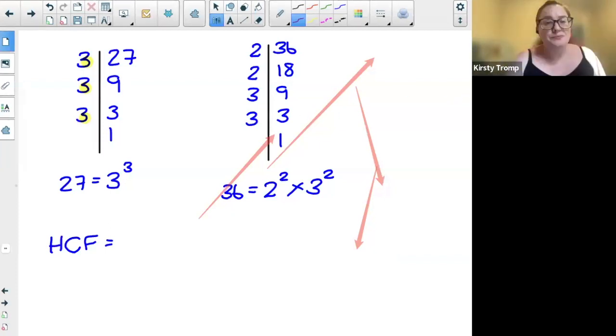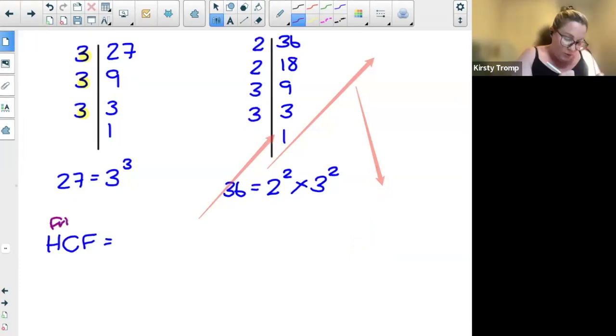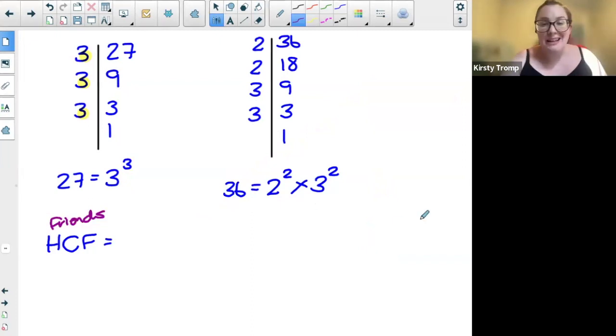I always think of the F in HCF standing for what I call friends. So when I think of HCF, I think of the word friends. What does that mean? What do I mean by friends?